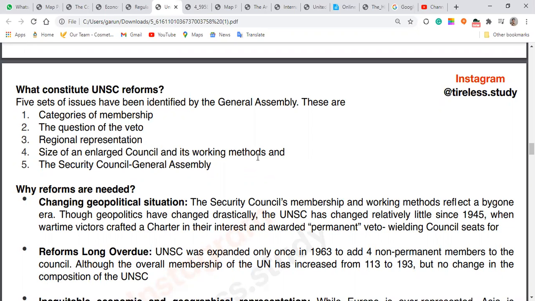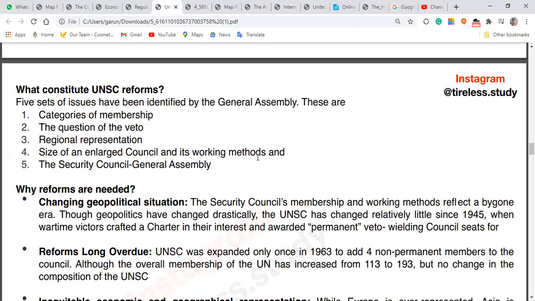Why are reforms needed? Because of the changing geopolitical situation. The Security Council's membership and working methods reflect a bygone era, though geopolitics has changed drastically. The UNSC has changed relatively little since 1945, when wartime victors crafted a charter in their own interest and awarded themselves permanent, veto-wielding council seats. Reforms are long overdue. The UNSC was expanded only once, in 1963, to add four non-permanent members to the council.